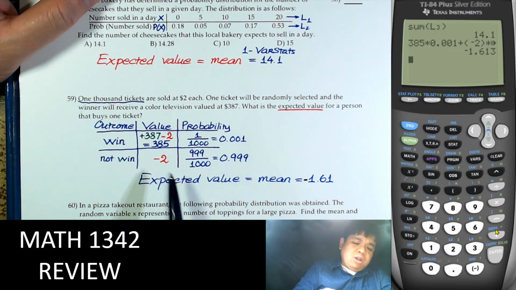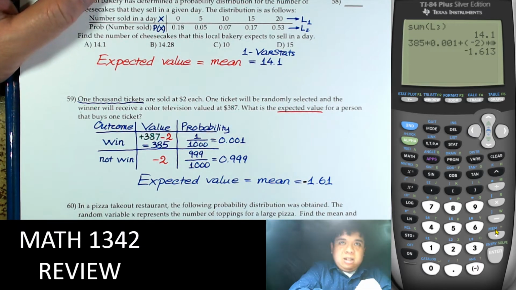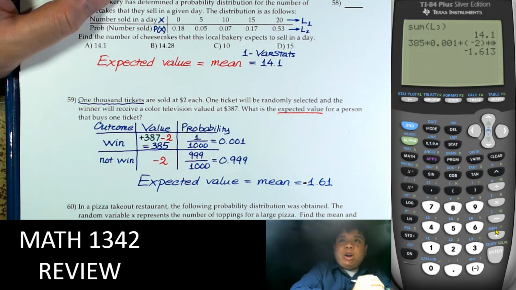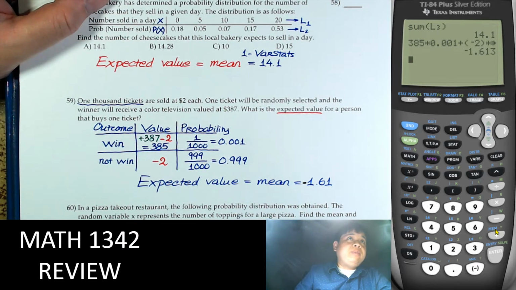Right. Of course, if it's simple like this, we don't need to use the list. Of course, you can put values in list 1, probability in list 2, and then do one variable statistic. We should get the same thing.